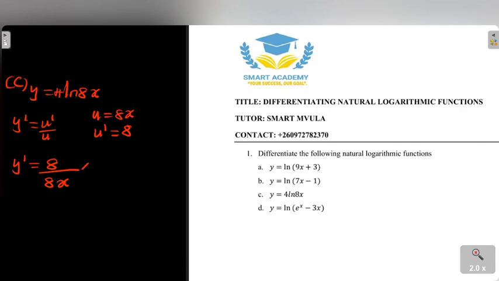Remember you have a 4 there, so we'll multiply with a 4. What you can also do is say y prime is equal to 4, which is a constant, so we'll keep it, and multiply this by our u prime, which is 8, over u, which is 8x. So y prime will be equal to 4 times 8 over 8x, the 8 and 8 cancel, then we have 4 over x. So that becomes the derivative of our function.